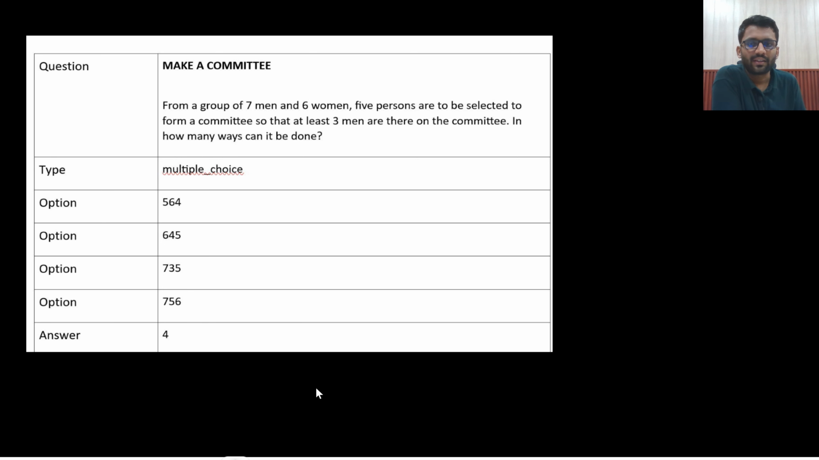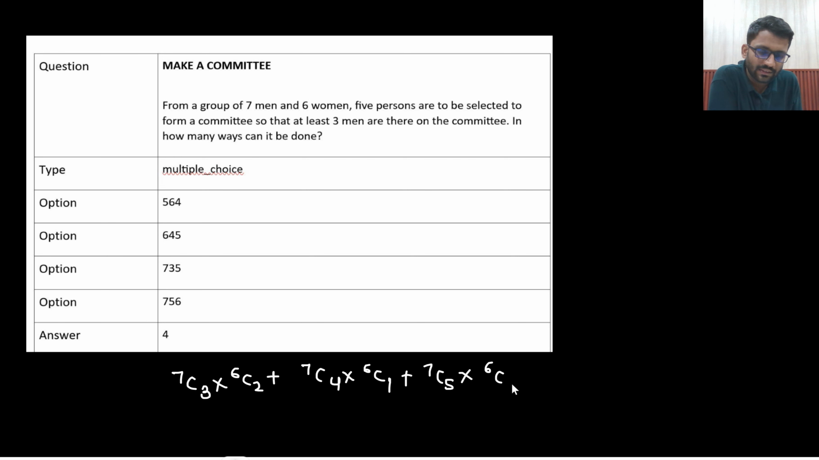Let's see this one. You have to make a committee. So there are 7 men and 6 women. 5 persons are to be selected to form a committee where at least 3 men should be there. Okay, at least 3 men should be there. So 7C3 I can do, and then 6C2. 5 people should be there. Then 7C4 I can do, 6C1, and then 7C5 I can do, and 6C0.